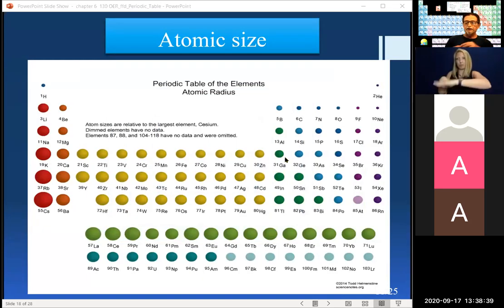Now this picture, obviously there are always exceptions to the rules, but the general trend, as you see, is that as you go down the periodic table, these atoms, represented by their radius, get a little bigger. And as you go from left to right, the radius gets a little smaller. So that gives you a general idea of the trend that you're seeing.